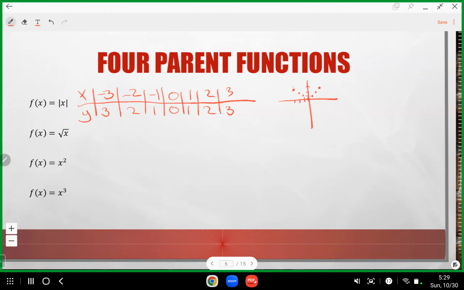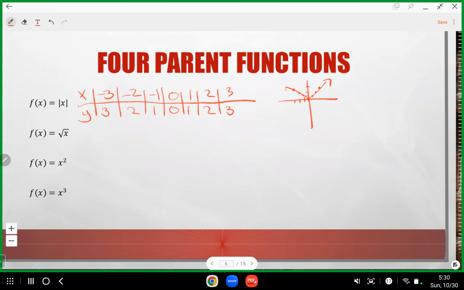As you can see, the graph of absolute value of x is going to be something like this. It's like a V, because we have the absolute value. So it's going to be like a V here. That's the parent function, y is equal to the absolute value of x.